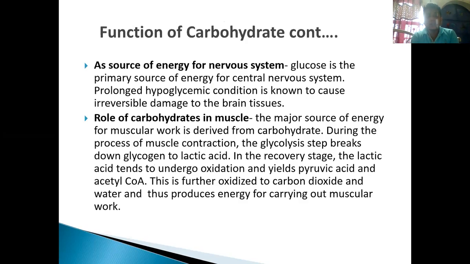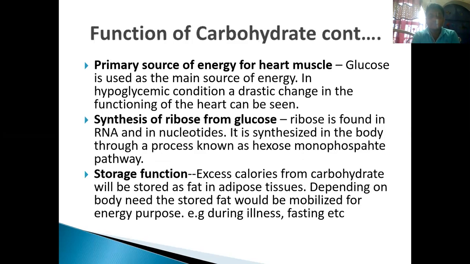Now, carbohydrates act as a source of energy for the nervous system. Glucose is the primary source of energy for the central nervous system. Prolonged hypoglycemic conditions are known to cause irreversible damage to the brain tissue. Carbohydrates also act as a fuel in muscles. The major source of energy for muscular work is derived from carbohydrates. During the process of muscle contraction, the glycolysis step breaks down glycogen to lactic acid, and further oxidation to carbon dioxide and water produces energy for carrying out the muscular work.